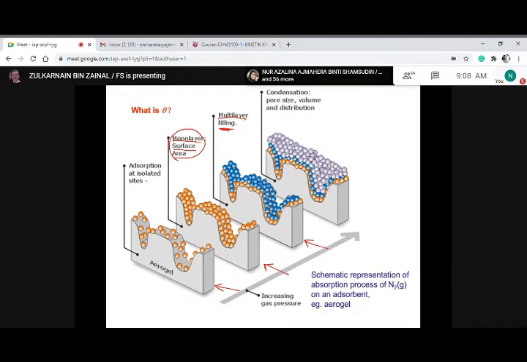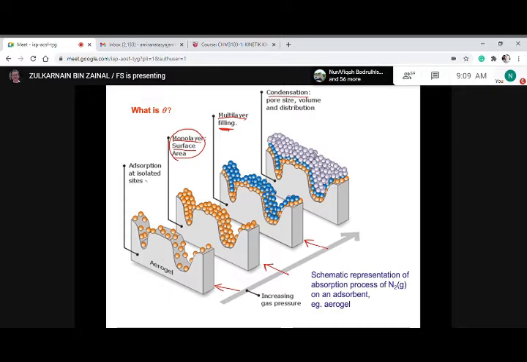And as you go on, the pores are filled with the adsorbate, and this is the stage that we call condensation. This is condensation, where no more adsorption can occur after that, right? So that is the maximum it can go. That is where the pores are all covered by the gas molecules.